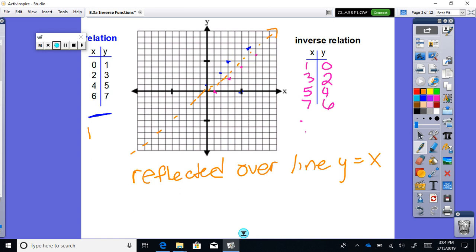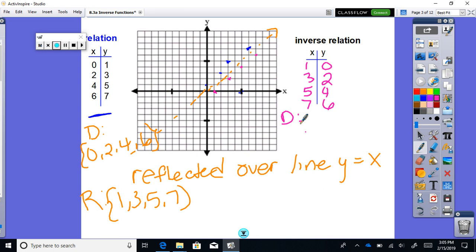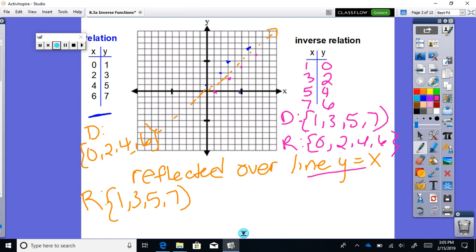Now for the original, the domain is the set of numbers 0, 2, 4, and 6. And then the range is the set of numbers 1, 3, 5, and 7. In the inverse, those switch. In the inverse, the domain is 1, 3, 5, and 7, the inputs. And the range is the set of numbers 0, 2, 4, and 6. So this is the function. This is its inverse. So it switches the domain and range, switches the inputs and outputs, and it also, on a graph, reflects it over this line y equals x.